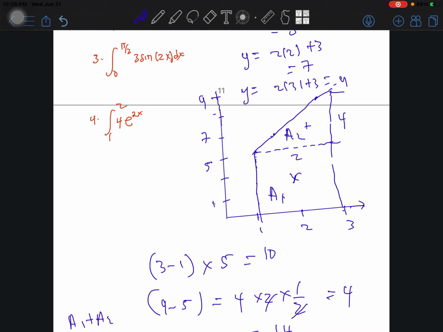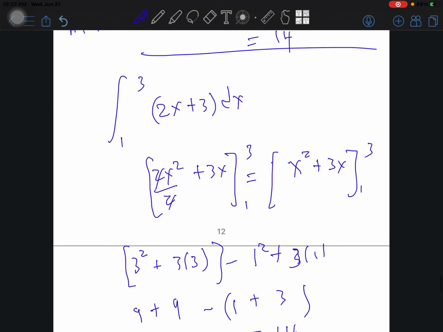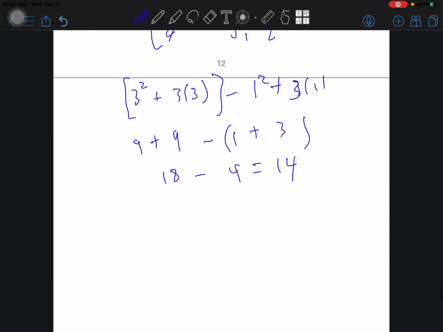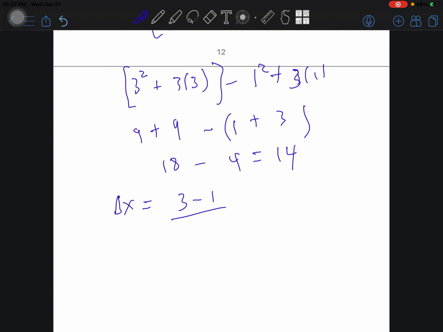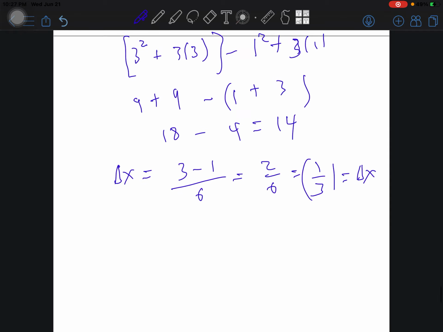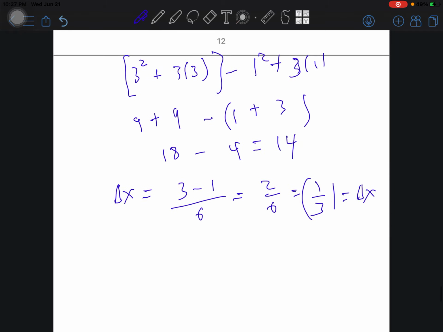I'm using Riemann summation. I need to divide it into particular subintervals, and for example, I can get the change in x to be 3 minus 1 over, if I want to divide it into maybe 6 subintervals, I'm going to get 2 over 6, which is equal to 1 over 3. That's my change in x.